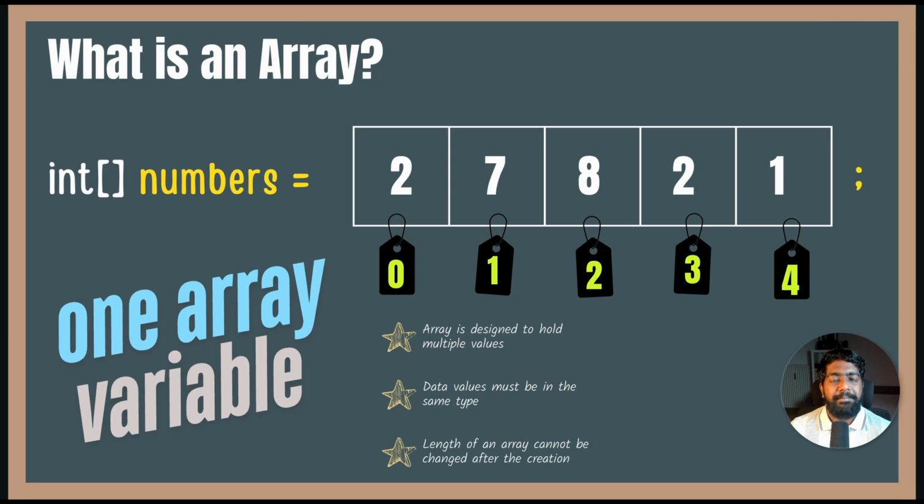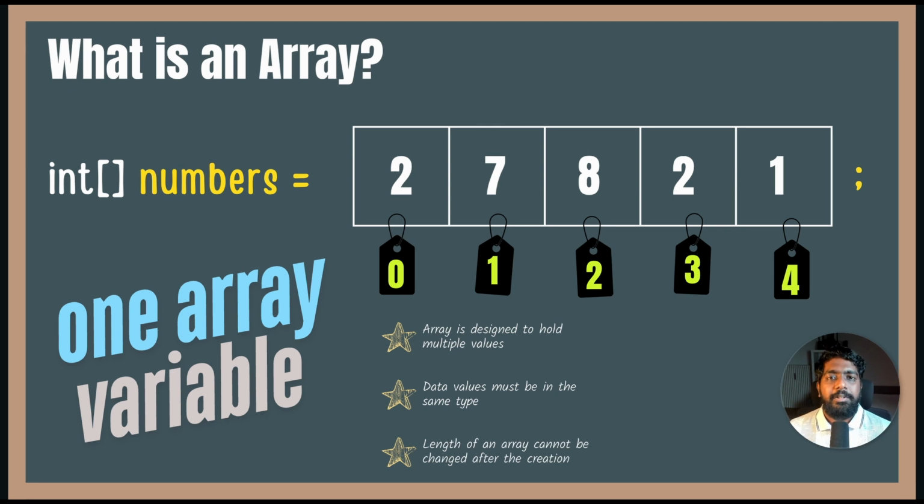I call the variable name numbers. This is the array structure. You can store multiple values inside this array structure. Data values inside the entire array object have to be from the same data type. When you create an array, you cannot expand or shrink that array size. It is a permanent size of structure that you cannot modify later.